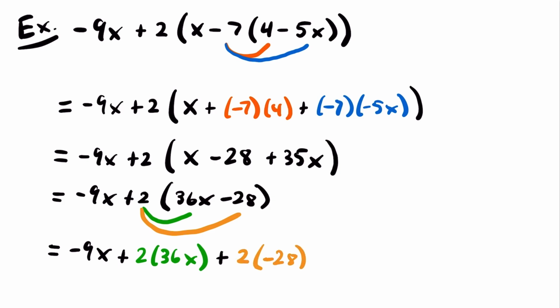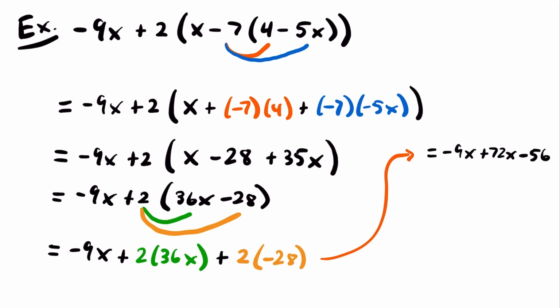All right, now I'm going to continue my work over here. This will be equal to -9x, and then we need to multiply 2 by 36x. So 2 times 36 is 72. So you'll have 72x as the next term. So plus 72x. And then 2 times the -28 is -56. So we have minus 56.